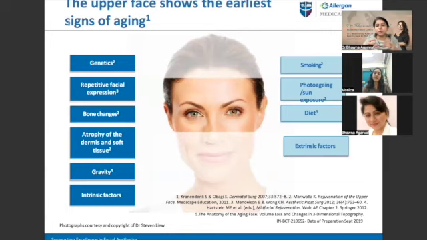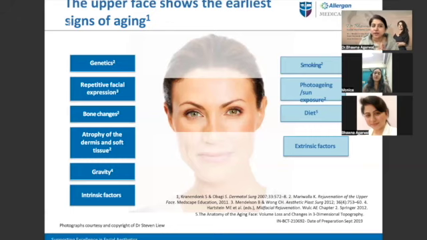So the bone changes will be in the form of under eye hollowness. It will be in the form of sagging, because the bone anchors the ligaments, and since the bone resorption is there, the ligaments get loose, and then it leads to sagging. So all these bone changes. Then atrophy of the dermis and soft tissues.